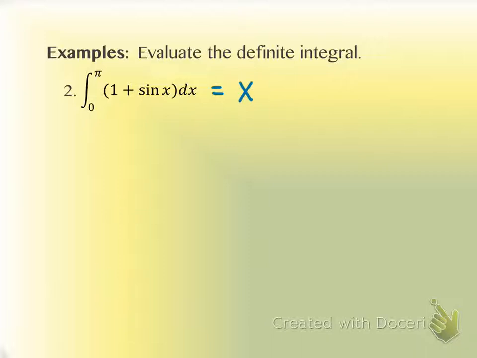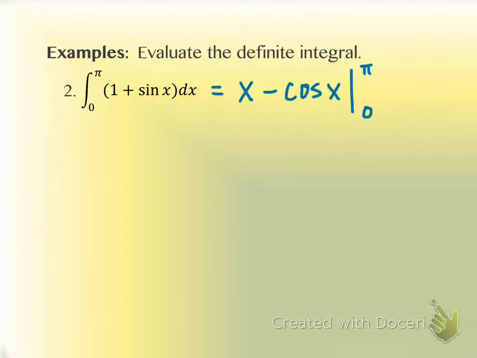Okay, so the antiderivative of 1 is x. And then the derivative of sine is cosine, so the antiderivative is negative cosine. It's the opposite one. And do I need a plus C? No. I don't need plus C if I'm going to be evaluating a definite integral, the numbers on top and bottom. But I do need the line with the pi on top and the 0 on bottom. Does that look okay so far?